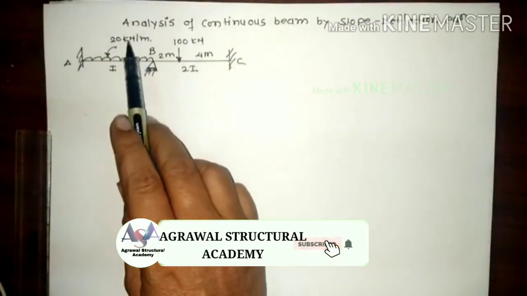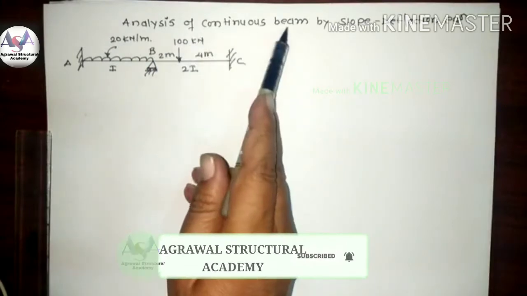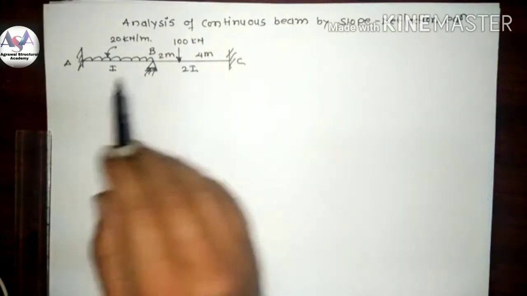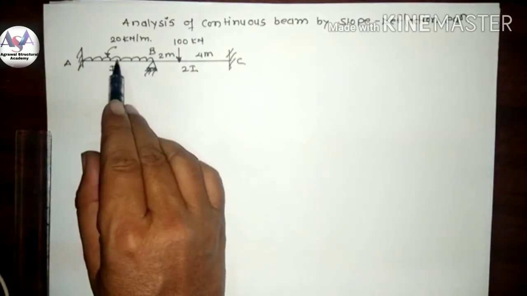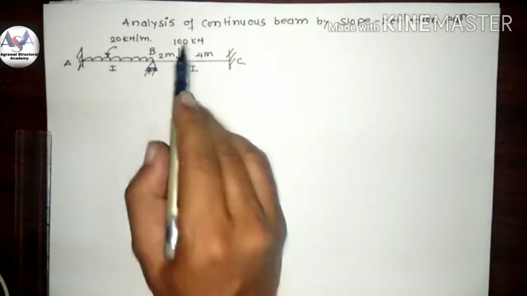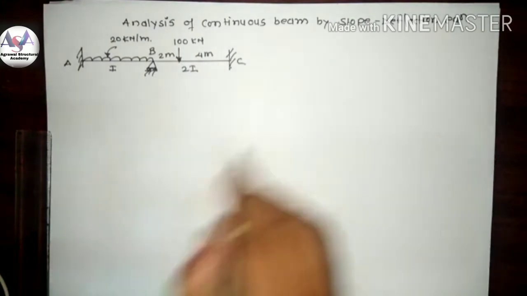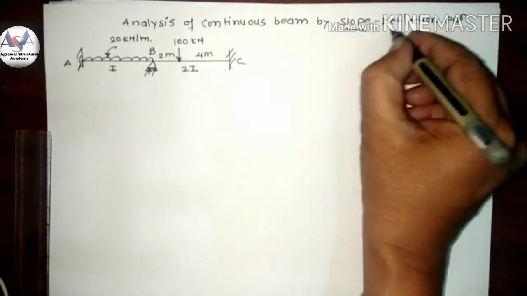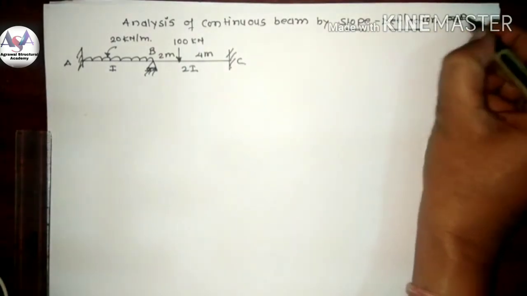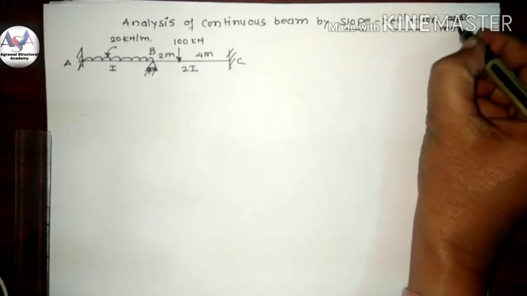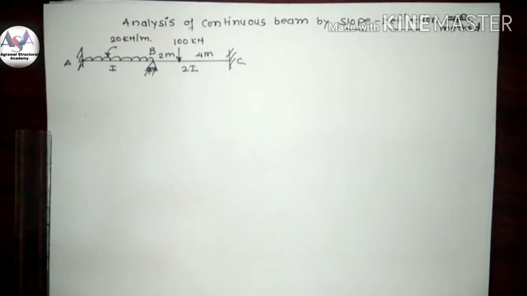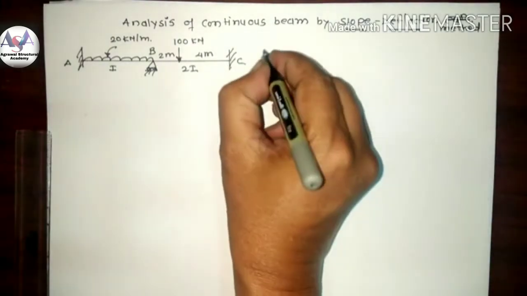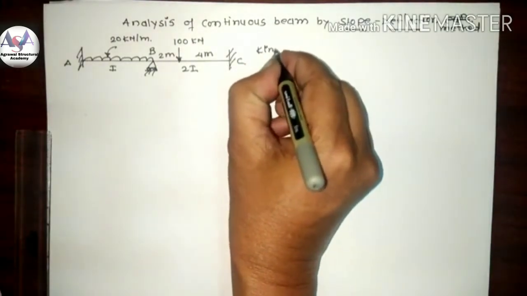Dear students, today we analyze a continuous beam by the slope deflection method. This is the continuous beam ABC subjected to UDL for the AB span and subjected to a point load for the BC span. In the slope deflection method, the first step is to find the kinematic indeterminacy.